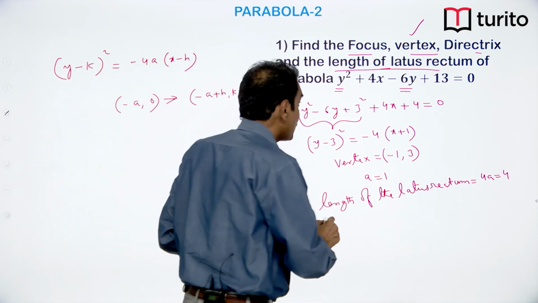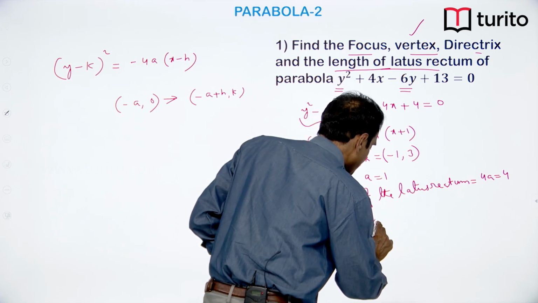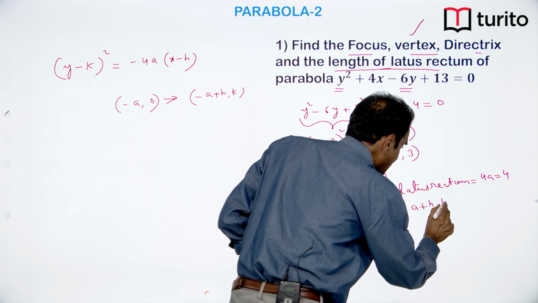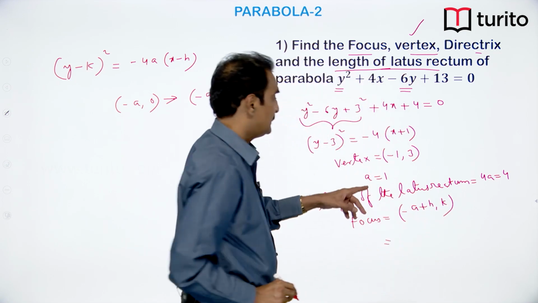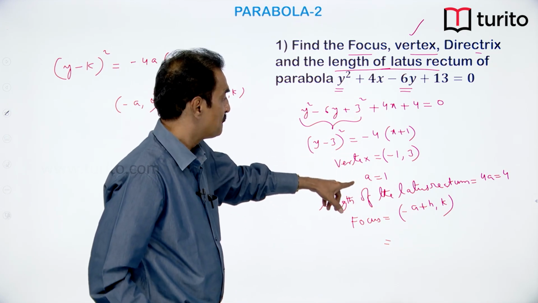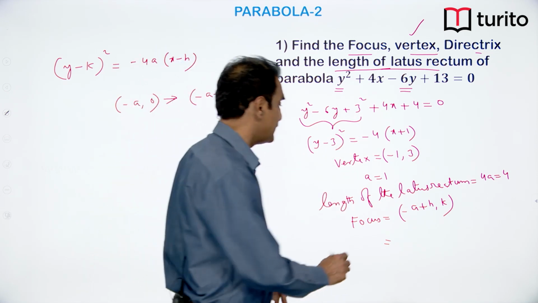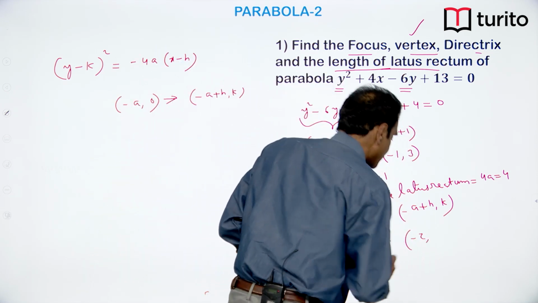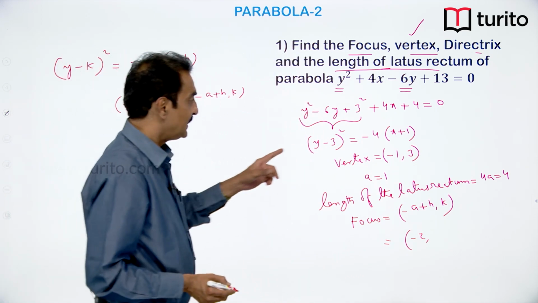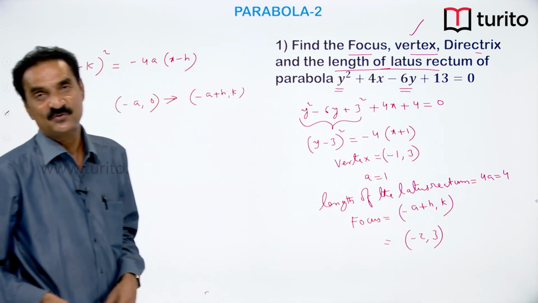So, now I am going to write focus is minus a plus h comma k, that is minus 1 plus minus 1. Minus 1 plus minus 1 is minus 2. Plus comma k, k is 3. So, focus is minus 2 comma 3.